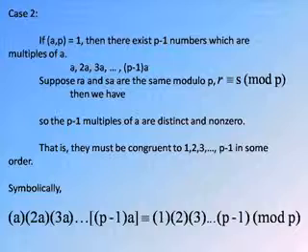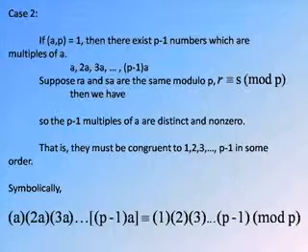Case number 2. If the GCD of a and p is equal to 1, or they are relatively prime, then there exist p minus 1 numbers which are multiples of a. There are a, 2a, 3a, up to p minus 1 times a. Suppose Ra and Sa are the same modulo p, then we have R congruent to S mod p. So, the p minus 1 multiples of a are distinct and non-zero. That is, they must be congruent to 1, 2, 3, up to p minus 1 in some order.